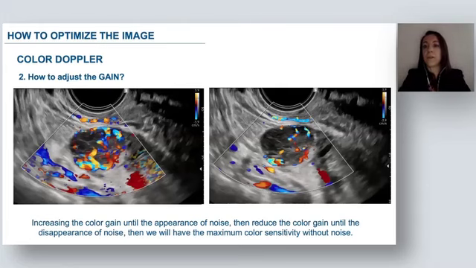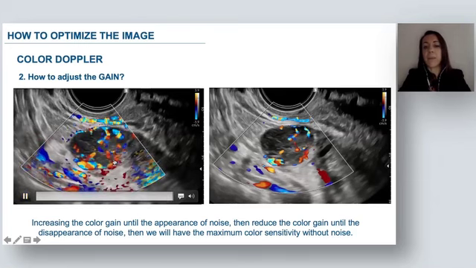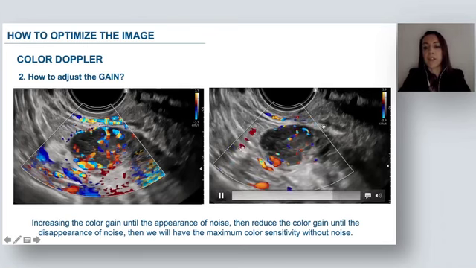Then, the second important point, when we want to perform a color Doppler examination, is the gain. So I suggest to increase the color gain until the appearance of noise, as in this case, we can see here the noise. Then we have to reduce the color gain until the disappearance of noise. Then we have the maximum color sensitivity without noise. So this is the correct image.